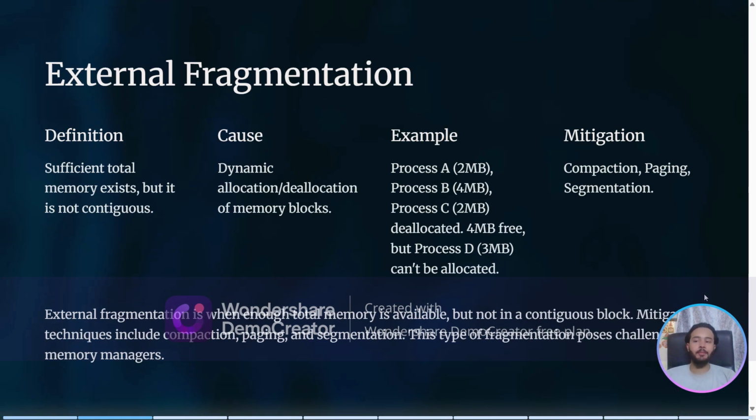What is external fragmentation? Let's talk about it. What is the definition of it? Sufficient total memory exists, but it is not contiguous. Mark the words: the cause is dynamic allocation and deallocation of memory blocks.